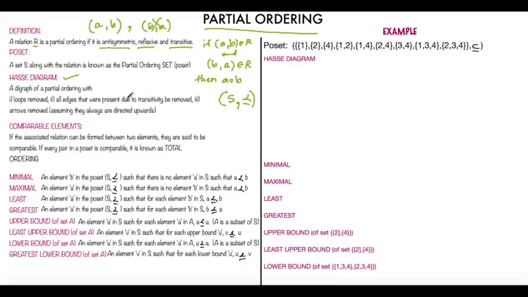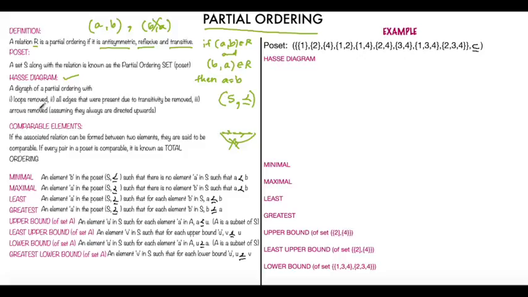So what we do is we draw the diagram of the partial ordering R or S normally, but we remove the loops. Remember, loops are there because of the reflexive property, and then we remove all the edges that are present due to transitivity. So for example, if we have A to B and B to C, then through transitivity we should have this arrow as well, so we remove this.